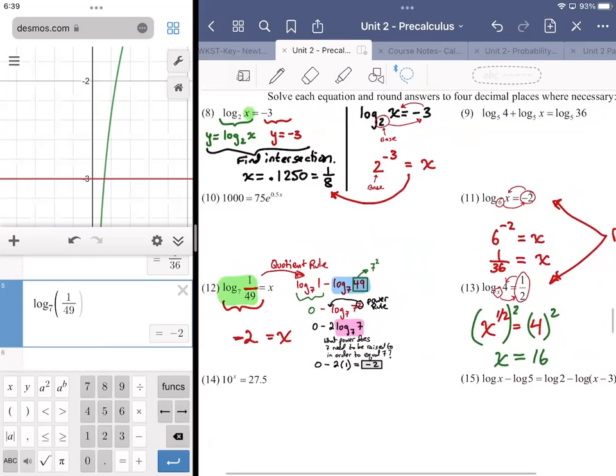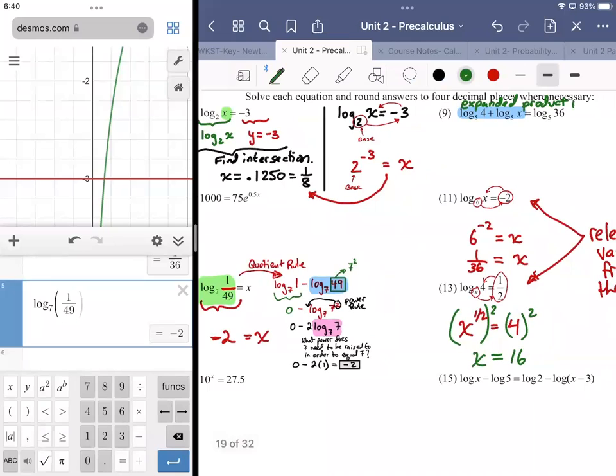So, number 9, we have multiple logs on one side of an equation. Right? Whenever you're solving a log equation and there's multiple logs, our first goal should be to consolidate our logs. All right? We want to compress them down into a single logarithm where possible. All right? So this is actually an expanded product rule.